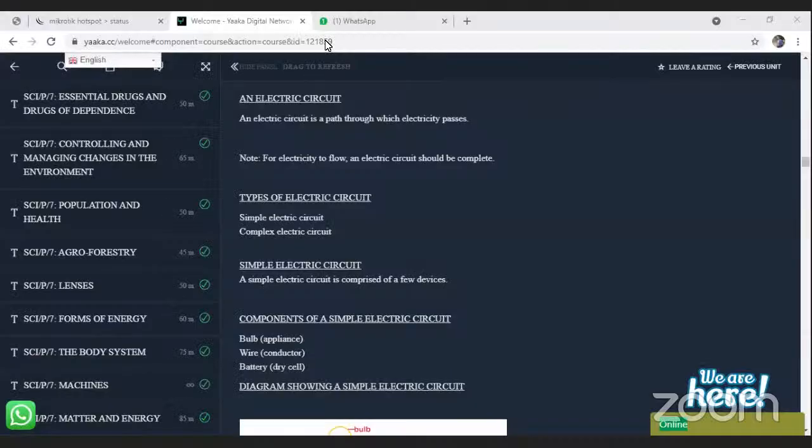But last time I told you that when defining the term electricity, you can simply say electricity is a form of energy produced by charged particles. So once more, I would like to welcome you to this class. This is primary 7. We are going to handle science and specifically under electricity and magnetism.